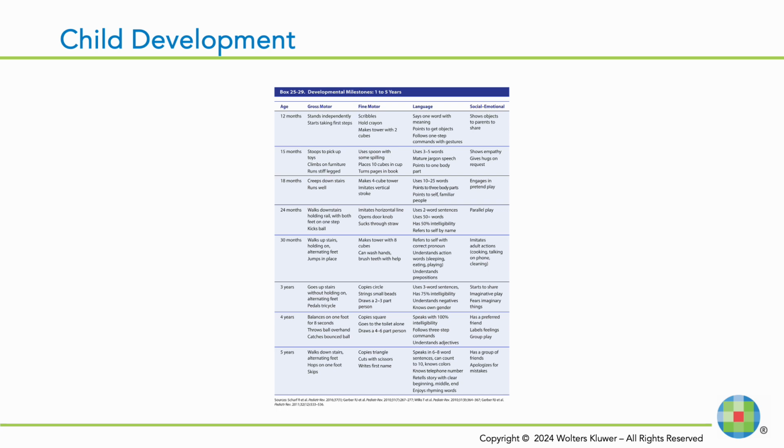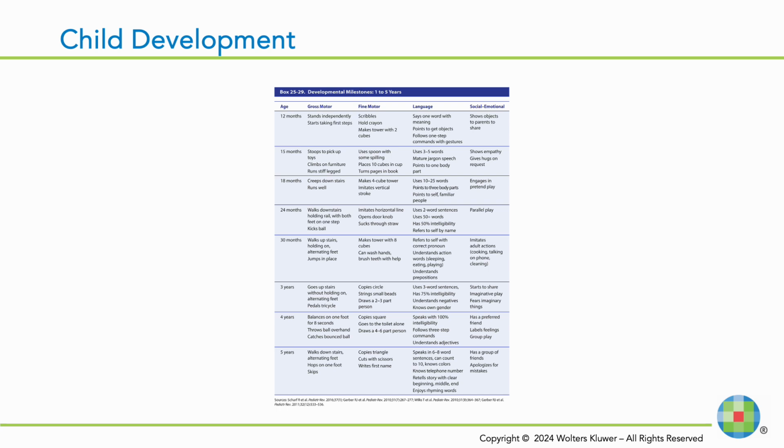By 2 years of age, 24 months, they should be able to walk downstairs holding onto a rail, normally with both feet on one step. They're able to kick a ball. They can imitate a horizontal line. They can begin to open a doorknob. They can suck through a straw. They begin to use 2-word sentences. Mama, help. They'll have about a 50-plus word vocabulary.